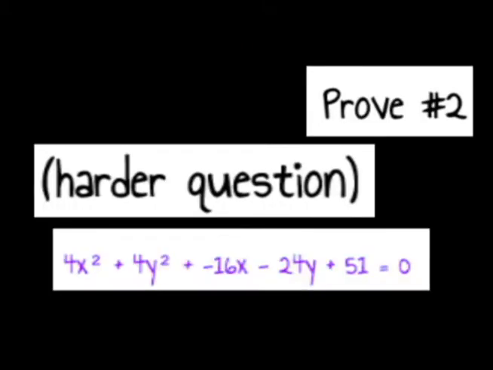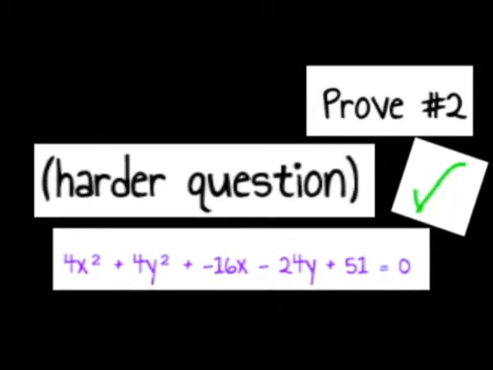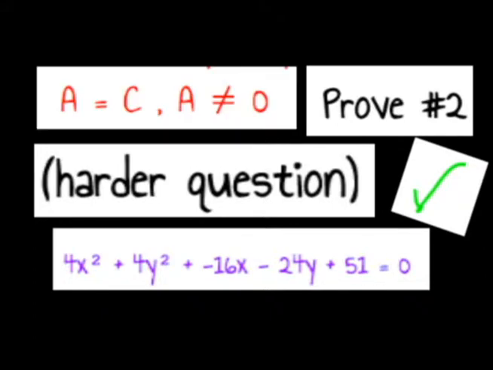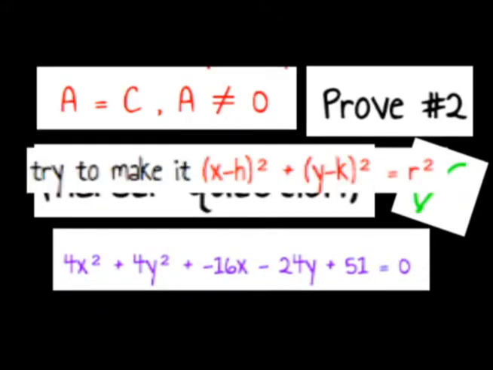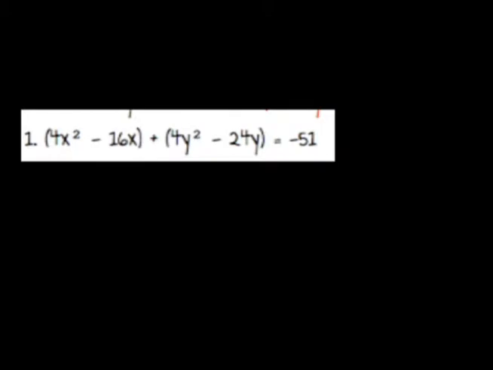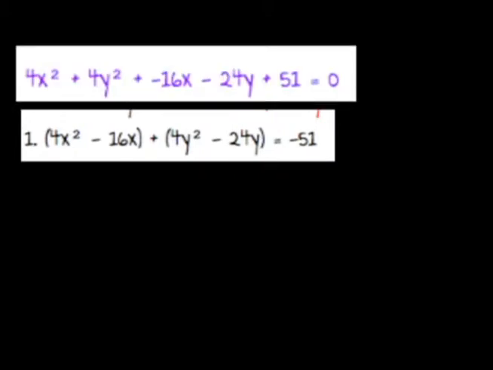Proof number 2. Now, this is a harder question: 4x squared plus 4y squared minus 16x minus 24y plus 51 equals 0. You can see that this is a circle for sure based on the general form, because the 4 and 4 are equal. Now let's try to make it center radius, or standard form. Step 1, we group the like terms together and move 51 to the other side of the equation. Step 2, we factor out the greatest common factor, which in this case is 4 for both.